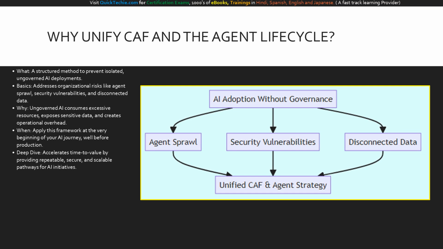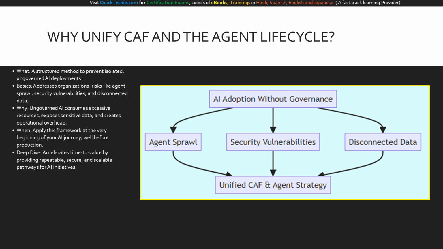Let us explore the why and when of unifying the Cloud Adoption Framework with the AI agent lifecycle. Why is this integration an absolute necessity for your business strategy? If you deploy agents in silos without a unified framework, your organization will almost certainly face agent sprawl. This is where overlapping, ungoverned AI agents consume excessive resources, expose sensitive data, and create massive operational overhead. By aligning the CAF with the agent lifecycle, you establish stringent operational guardrails. You bring order to chaos.